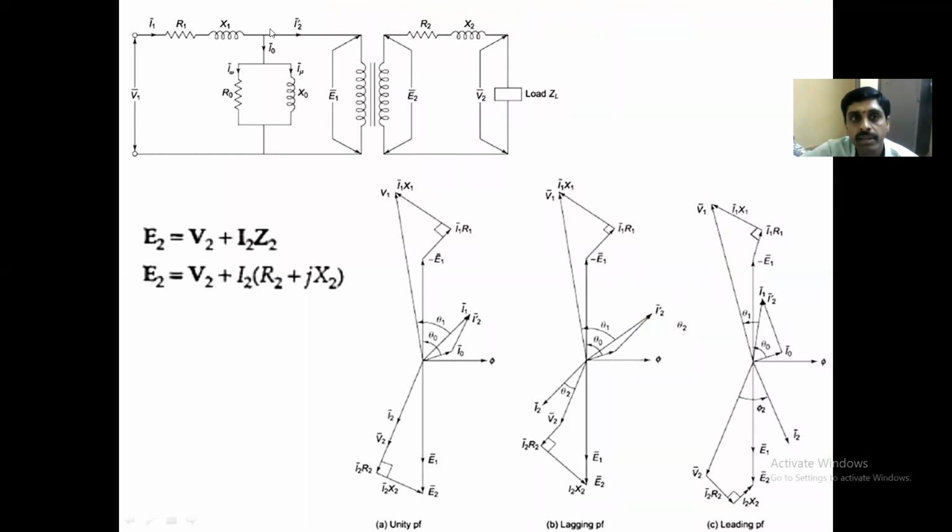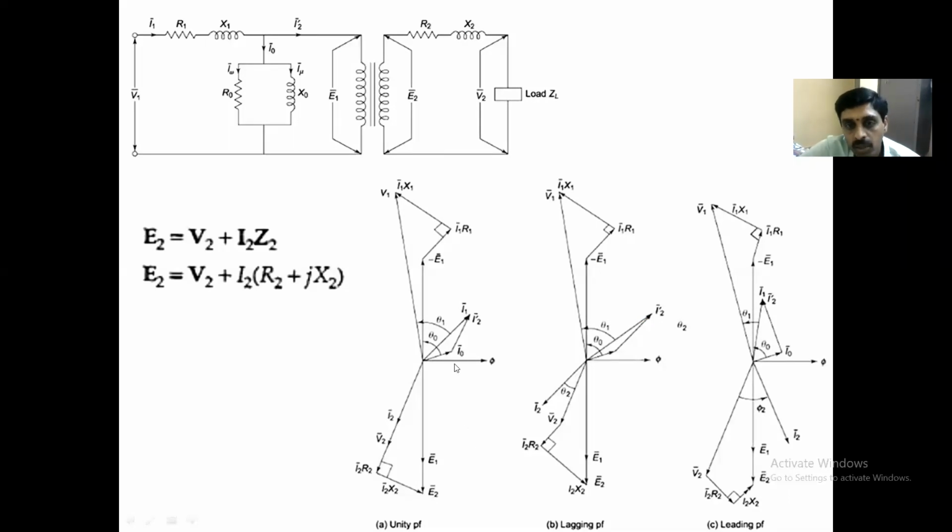So you see, this is the transformer equivalent circuit with IW, I mu, and E1, E2. This is connected to a load ZL. Here we are taking three different types of loads: one is unity power factor load, lagging power factor load, and leading power factor load. In this picture, I am going to give you all the explanation.